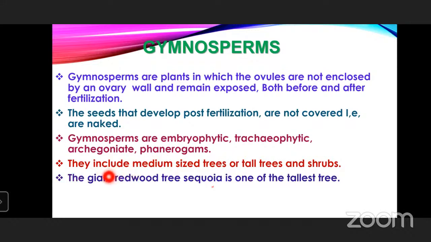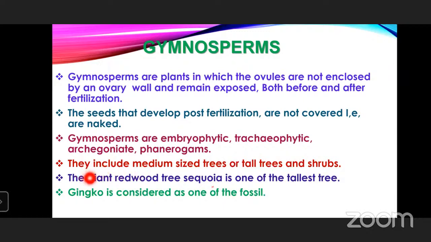The largest plant in the entire world is Sequoia sempervirens. It is the giant redwood tree, one of the tallest trees, and it belongs to the gymnosperms. Dear children, remember this point. It is important from the NEET point of view as well as the NCET point of view. Sequoia is the genus, sempervirens is the species. It is one of the tallest trees among the entire plant kingdom.